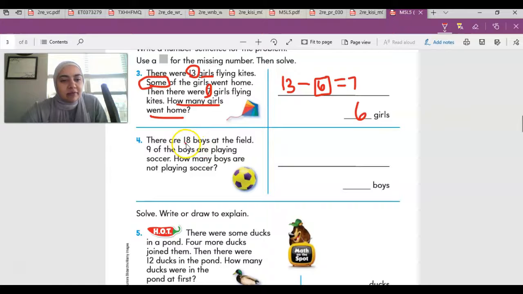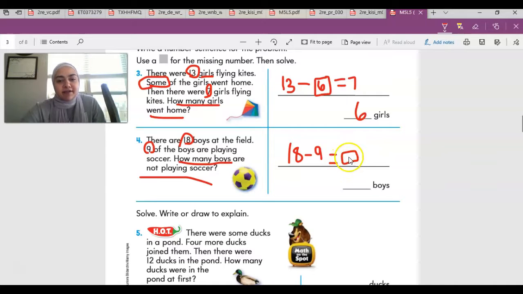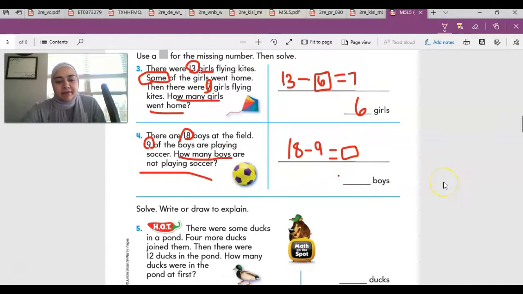There were 18 boys at the field. 9 of the boys were playing soccer. How many boys are not playing soccer? If there was 18 boys and 9 were playing soccer, so let's take away 9, how many were not playing soccer? The number in the box is the kids that are not playing soccer. I'm going to write that answer here.